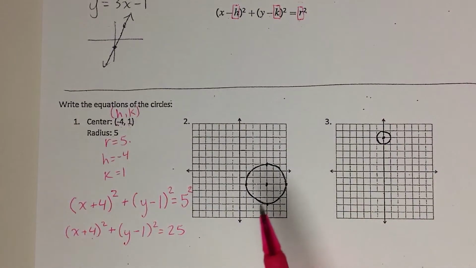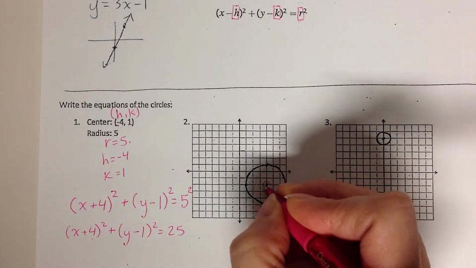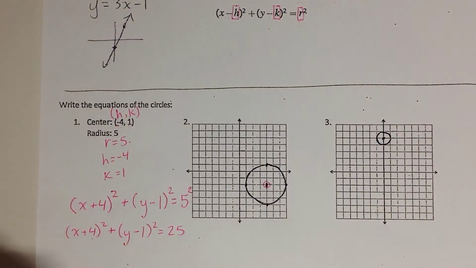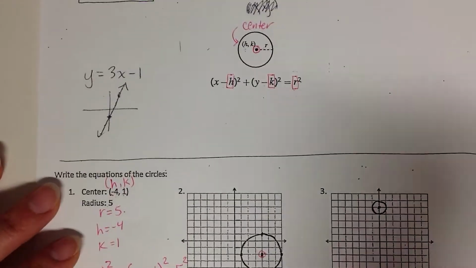So, one like this, you're doing the same thing, except you're going to have to find the coordinate first of that center, right? Because what two things am I plugging in to this equation?